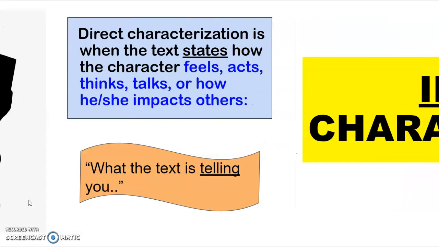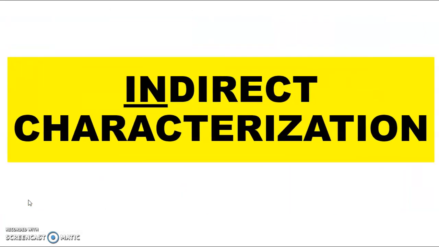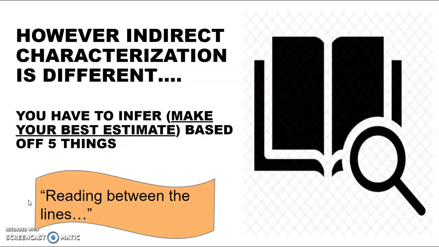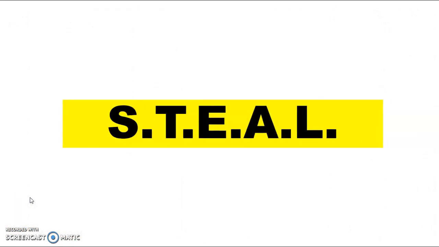The second method is indirect characterization, and you have to be a little bit more careful with this one. Indirect characterization is different because you have to infer. To infer means making your best estimate or guess based off of five things. In other words, you're reading between the lines. And this strategy, known as STEAL, will help you understand a character's personality through indirect characterization.